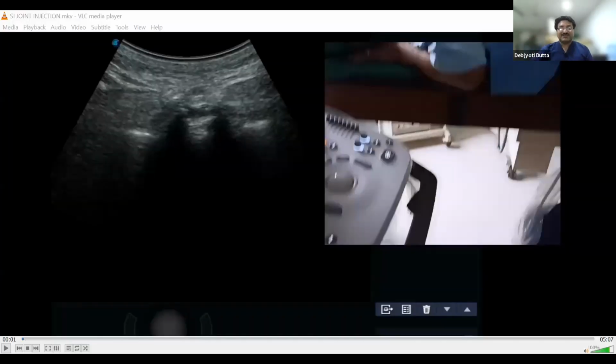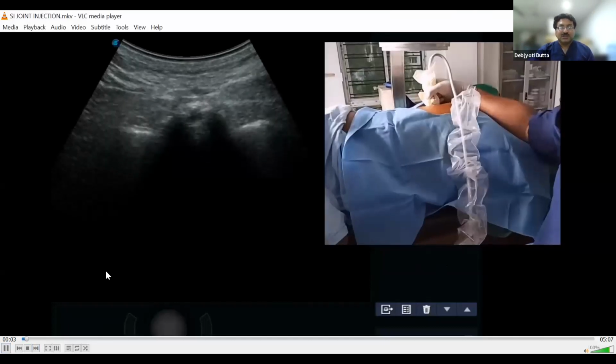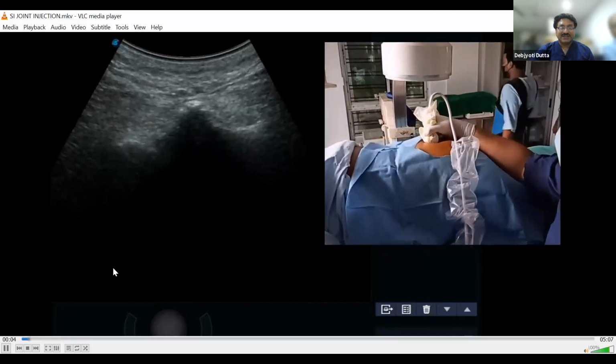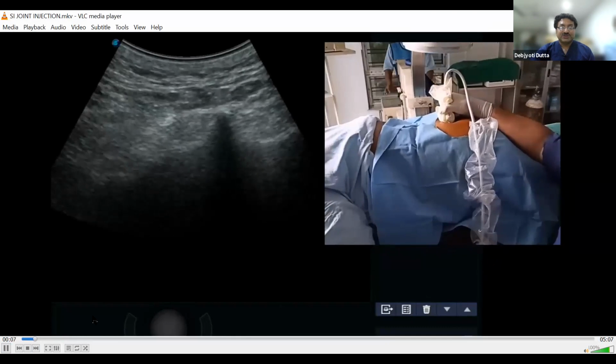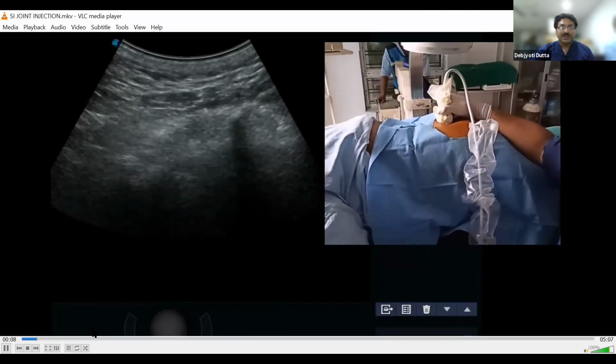Actually, the problem is you are able to understand the sacroiliac joint, but you are not able to see the needle because the patient is a little bit obese. If the patient is lean and thin, it is easier to view because in those cases most of the rays will return back. But here the rays won't be returning because the angle is near 45 degrees. So we need to move on the movement of the tissues.